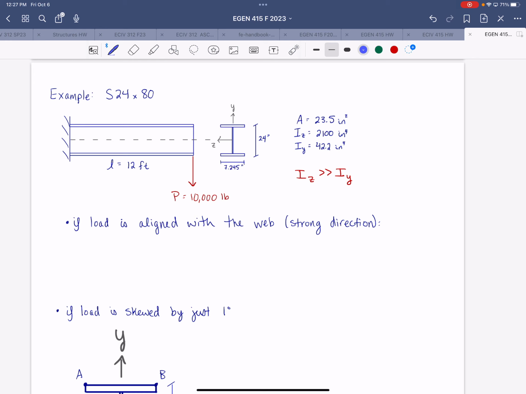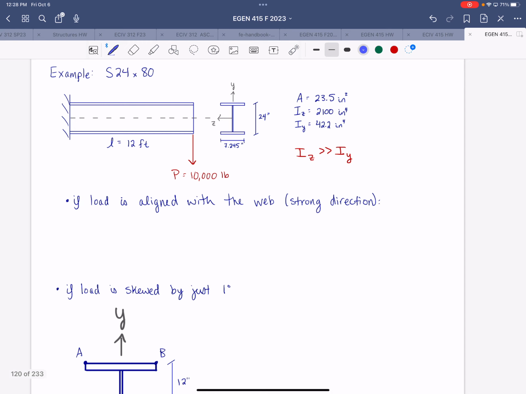So first we'll calculate the maximum normal stress in the section, assuming that the load is perfectly aligned with the vertical for strong axis bending. So in that scenario, the maximum moment about z would occur at the fixed support. So it would be 10,000 pounds times a length of 144 inches, or 1.44 million pound-inches. And that's at x equals 0.